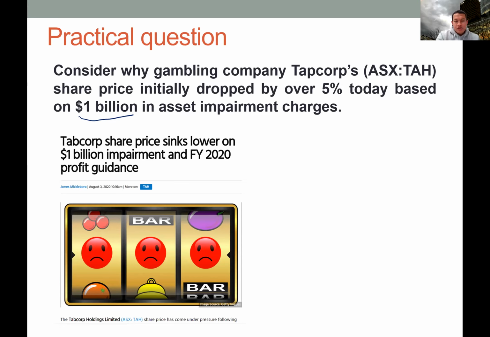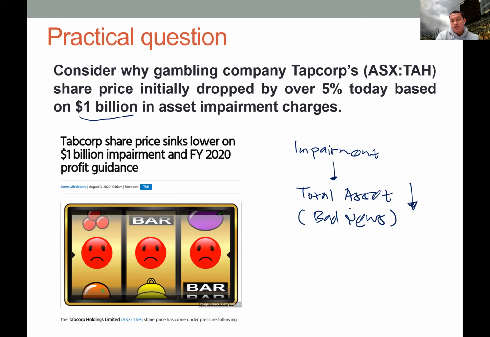We have discussed that if the company reports impairment, they will lower the total asset because they will report less asset in the balance sheet. So total asset will be lower, and for investors and capital market players, this is bad news, right? When a company is losing its assets, this is considered bad news.